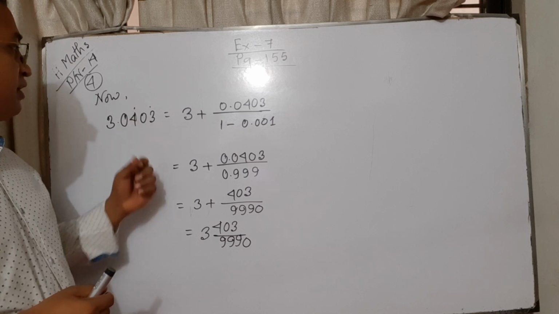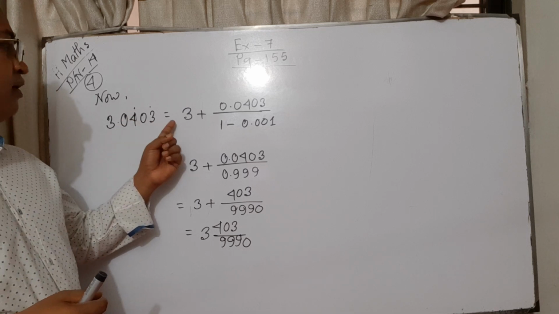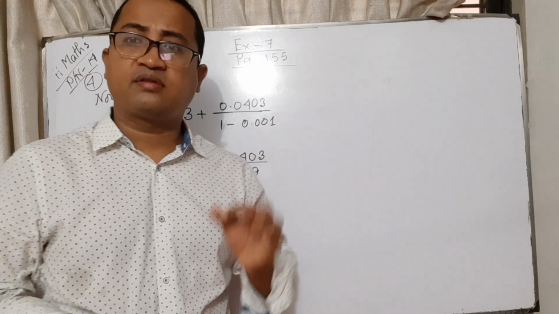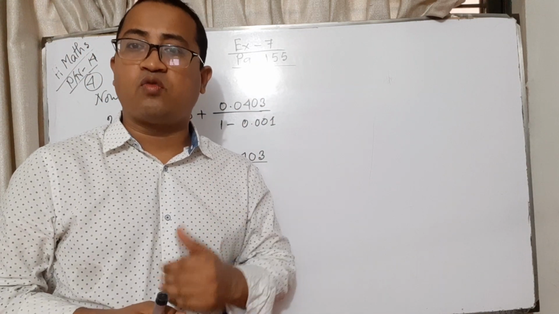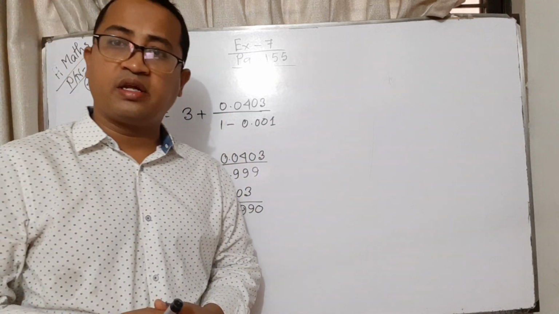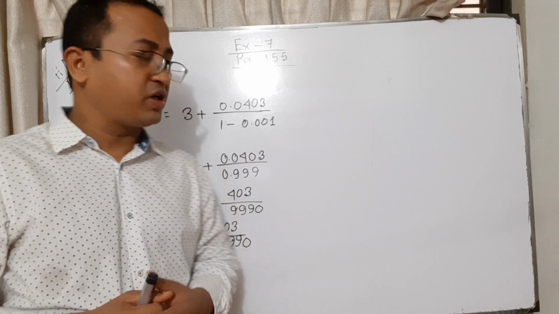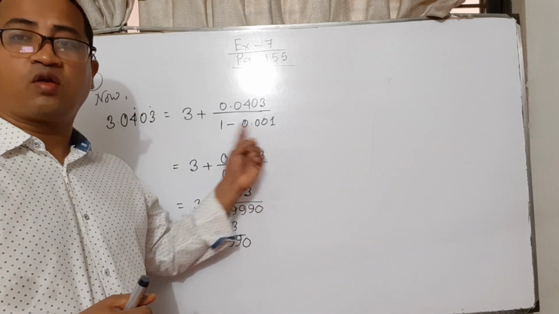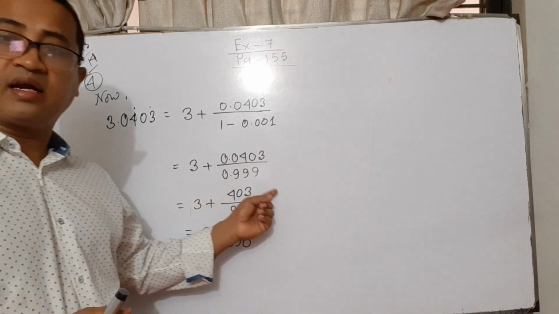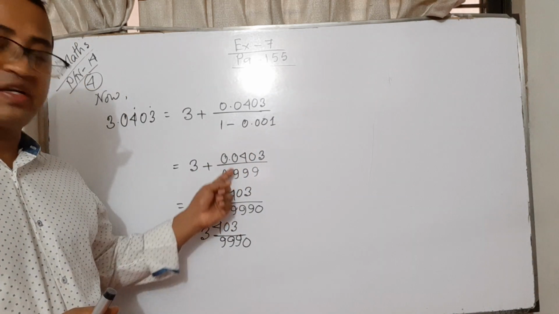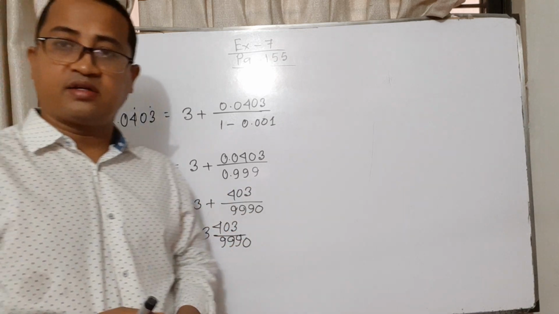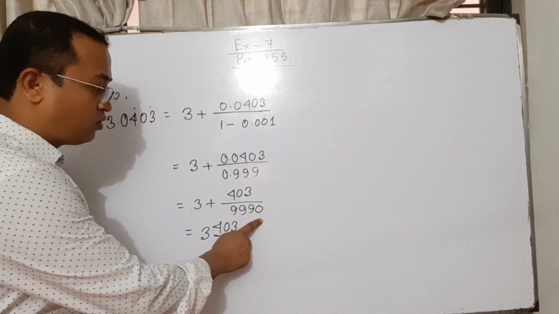3.0403, repeating 4 to 3, is 3 plus the sum of the infinite series. The sum of the infinite series is a by 1 minus r. A is the first term, that is 0.0403, and r is the common ratio, that is 0.001. 1 minus r will be 0.999. Now omit the fraction, it will be 403 and 9990. Why this 0?